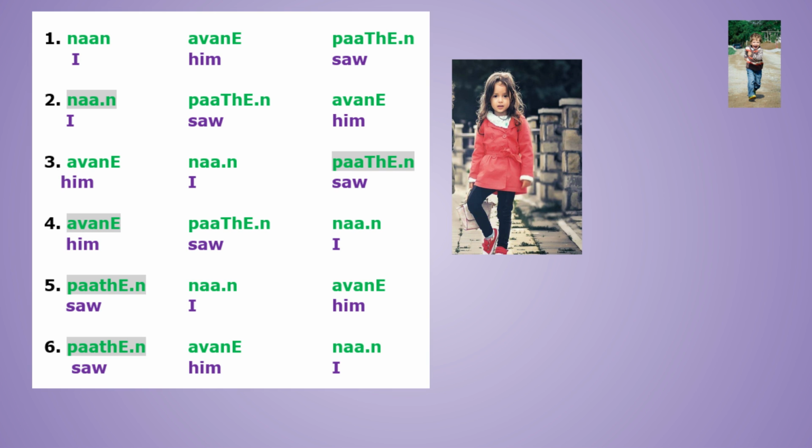The next one we'll see is similarly a three-word phrase. Naan avana paathen. I saw him. That is what we want to say. Just imagine the girl there. She has seen the boy, and she's just asserting what she wants to say. Naan avana paathen. I saw him. In English it becomes 'I saw him'; if you literally translate it, 'I him saw'. That's a very simple one.